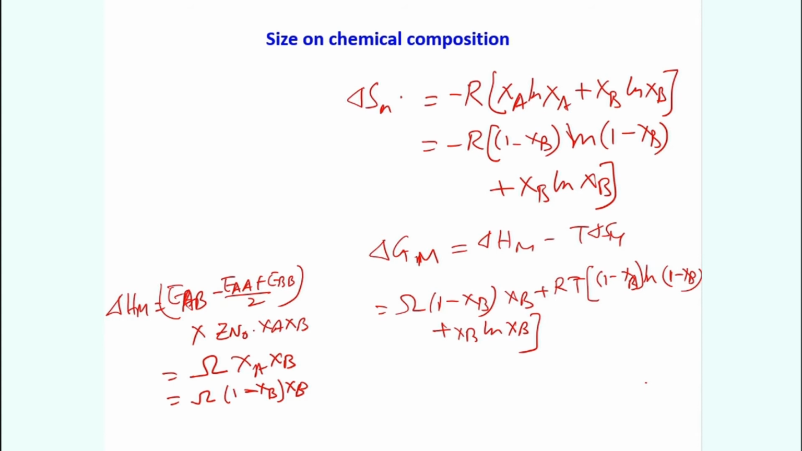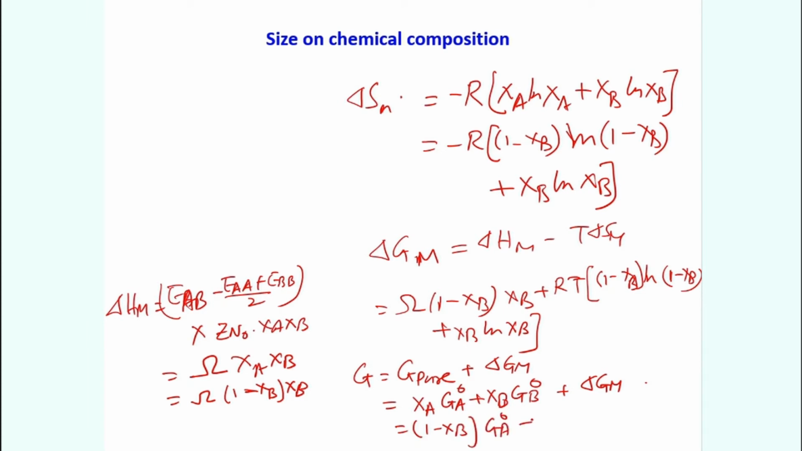This is something like a regular solution, okay? But there will be other models available. We are not going to do that. And what is G? G is basically G pure plus delta G mix. And what is G pure? XA GA0. XA is the mole fraction of A. Pure A has a free energy of GA0 plus XB GB0 plus delta GM.